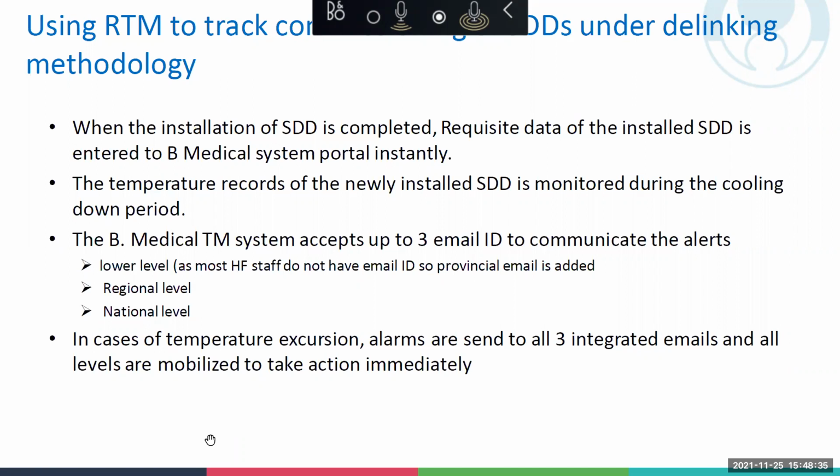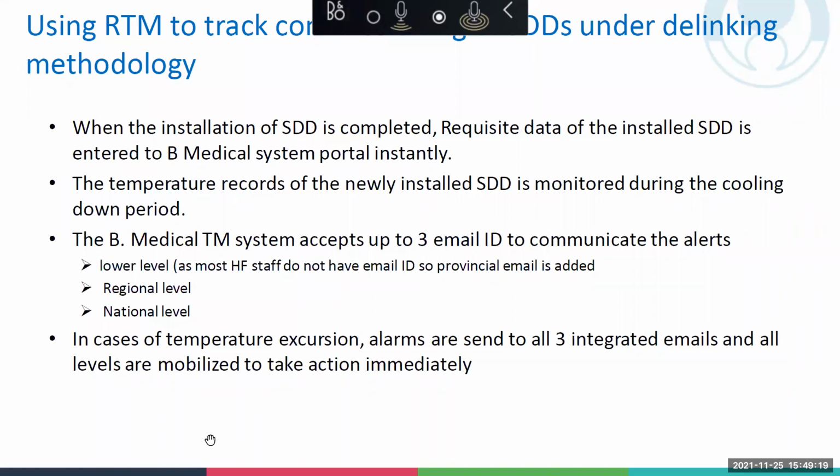The B Medical temperature monitoring system also accepts 3 email IDs to communicate alerts in case of any malfunctioning. And these are in 3 levels too. From the lower level, that's the health facility where these equipment are installed, the regional level and the national level. But the challenge we have is that in some of these health facilities, the health facility staff do not have functional email addresses. So we have to use the provincial email addresses of the cold chain technicians who are closer to those health facilities. In case of any equipment malfunction, they will receive the alert immediately and take the requisite action.